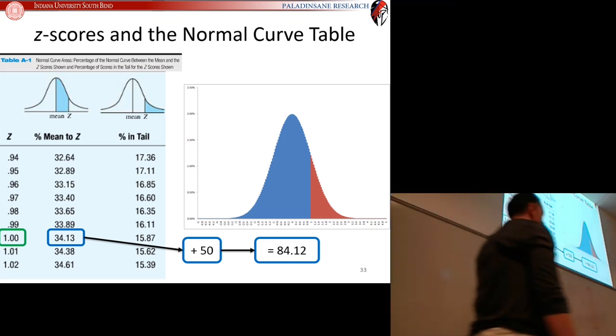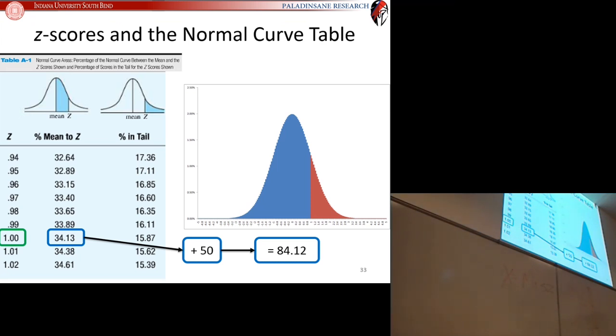All right, so any questions on that so far? Kind of how to maneuver or how to read the unit normal table?